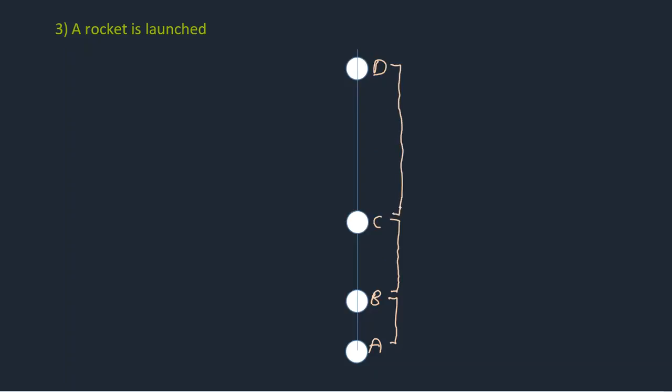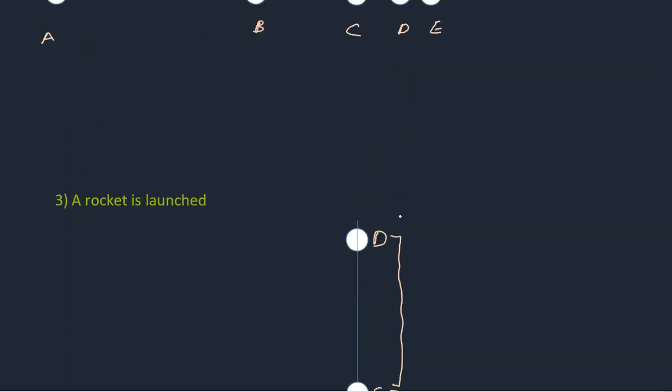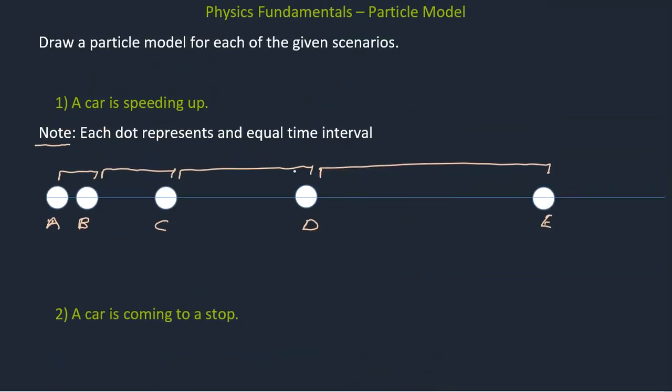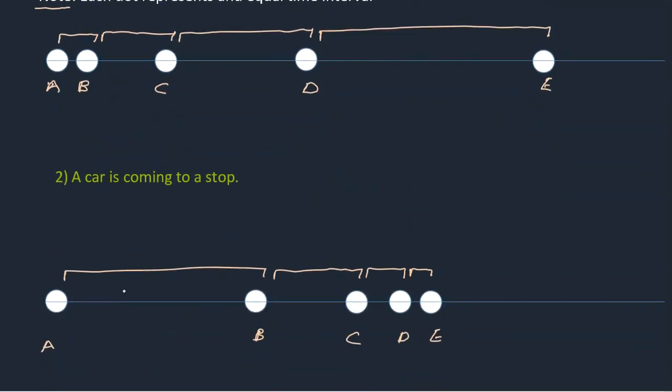Now, since our distance is increasing over a given time interval, we can say that the speed is increasing. So remember, as you can see here, if the distance increases, then our speed is increasing, and if our distance decreases, the object is coming to a stop or slowing down.